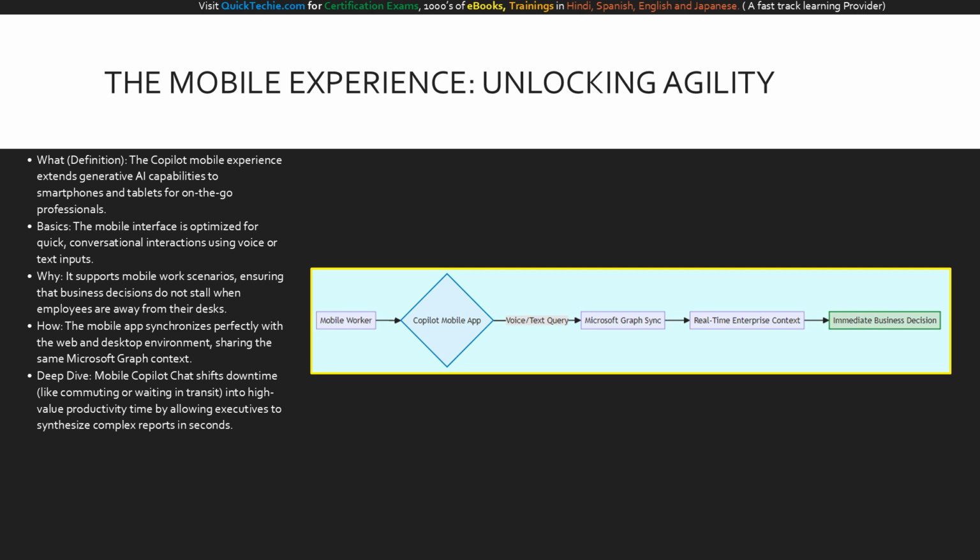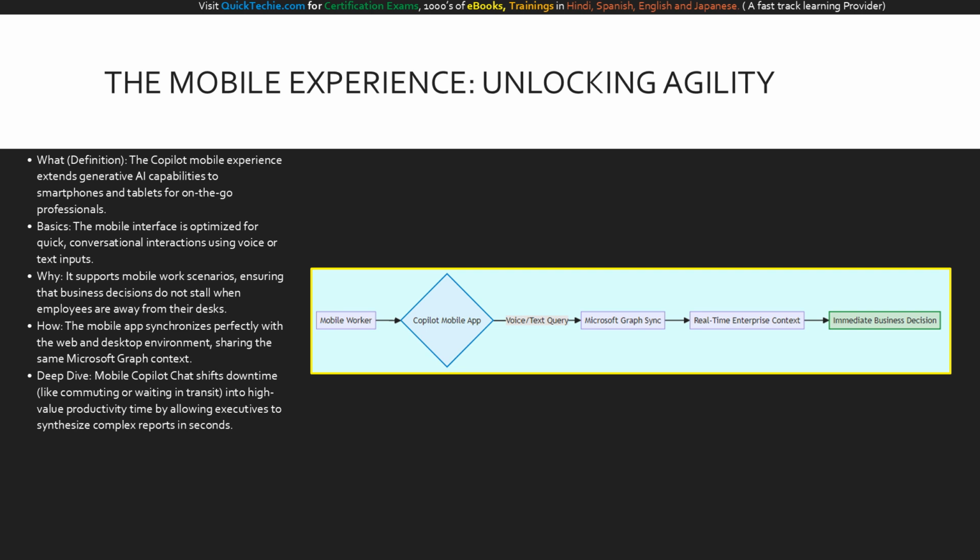What are we talking about here? We are extending enterprise-grade generative AI directly to smartphones and tablets. The basics of the mobile experience revolve around a conversational interface designed for quick voice or text queries while you are moving. Why is this so vital for modern businesses? Because work no longer happens solely at a desk. Copilot Chat supports mobile work scenarios, ensuring that critical business decisions do not stall simply because an employee is in transit.